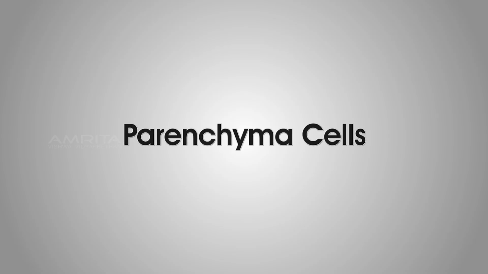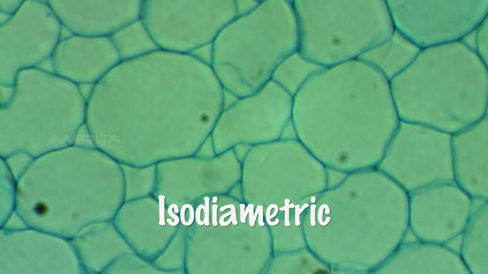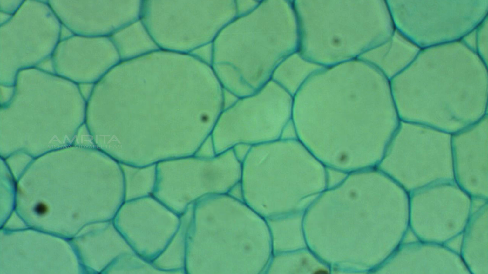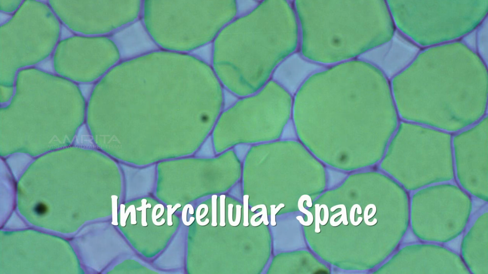Observations. Parenchyma cells. The slide shows numerous cells. We can observe that cells are isodiametric, which means they have the same length and width. These are loosely packed cells, so large intercellular spaces are found in this tissue.